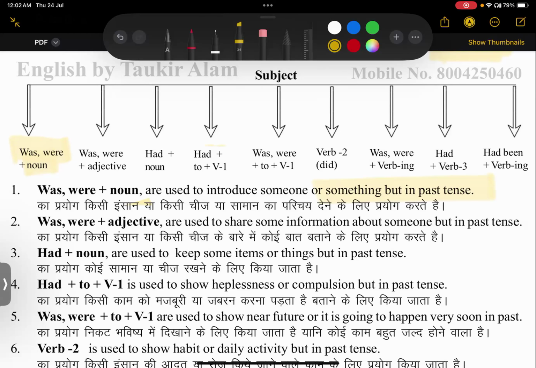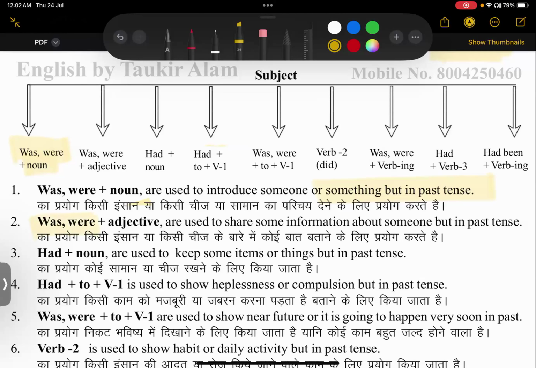All right. So remember, was verb plus noun means you are going to say that this is about someone's introduction.